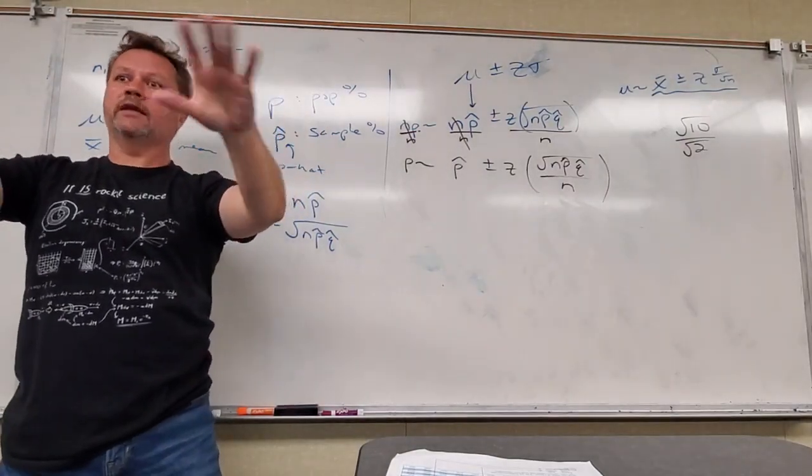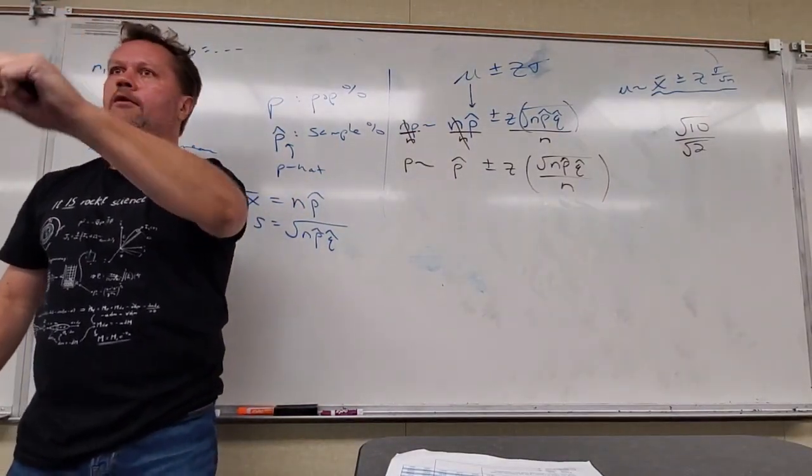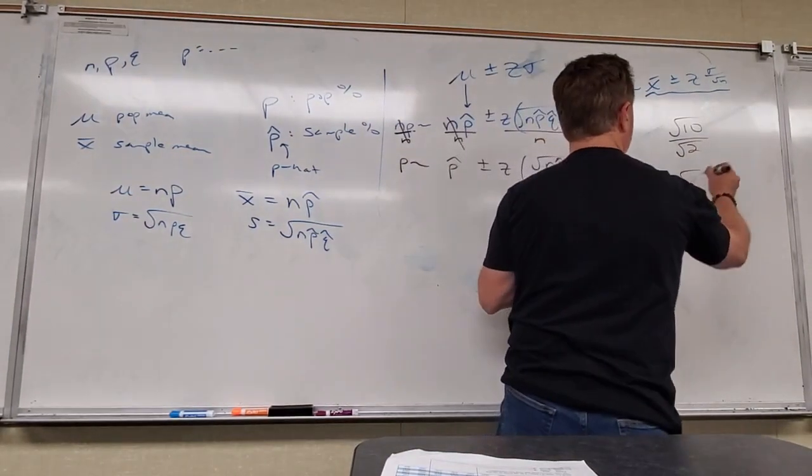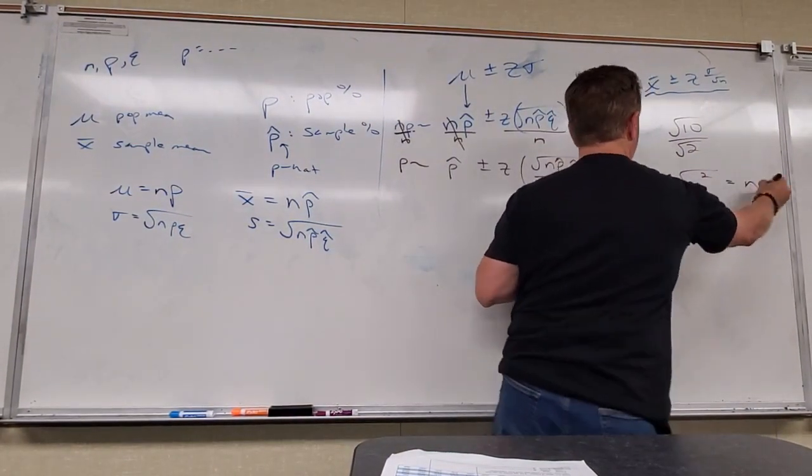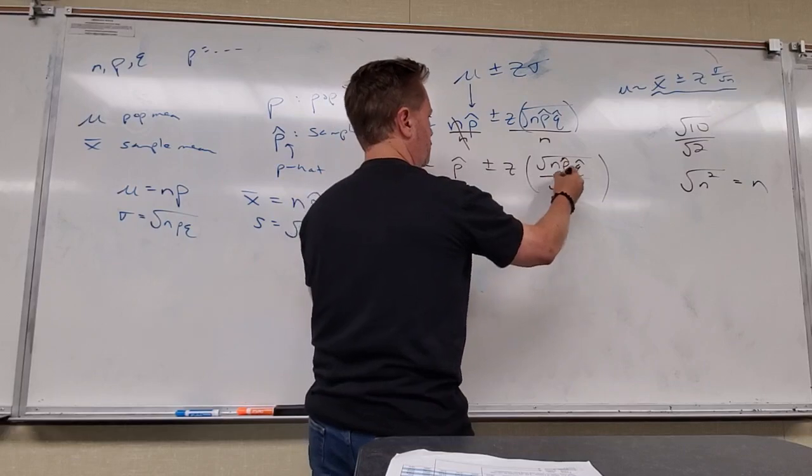Again, we're kind of delving just a tiny bit into algebra. What's the square root of n squared? And so can't I replace this with the square root of n squared?